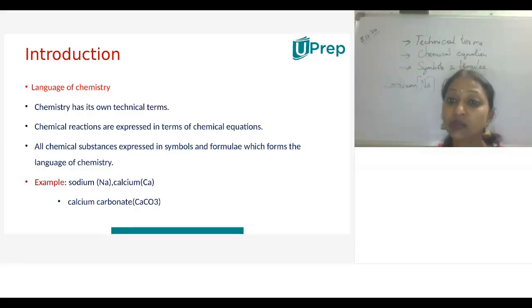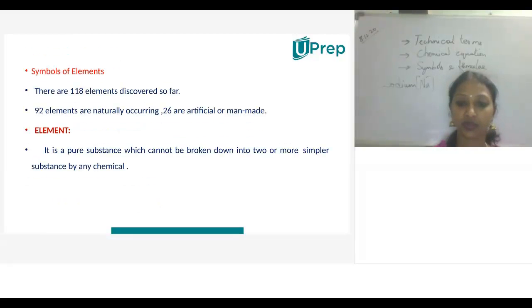And we are representing the elements with symbols like sodium Na, calcium Ca, calcium carbonate CaCO3. These are the different kinds of symbols which we use in the language of chemistry. Understood? Understood or not? Yes, ma'am. Though we have discussed, all these are the basic concepts for your higher classes, because this is very, very, very important. Until and unless you are perfect with the technical terms, symbols, equations and formulae which form the language of chemistry. Understood? Understood or not? So this is about the introduction part.